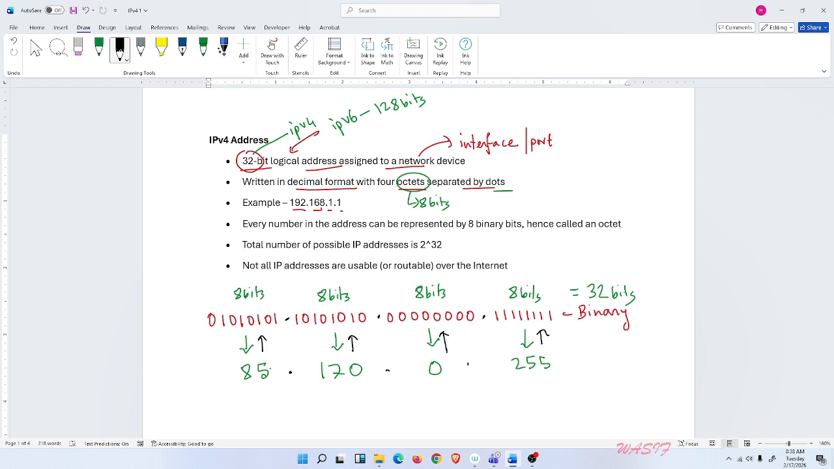So if you look at here, every number can be represented in 8 binary bits. It is already clear. So every number is 8 binary bits, 8 binary bits, 8 binary bits, 8 binary bits, and hence we call it an octet. Now, the total number of possible IP addresses is 2 to the power 32, because you have got 32 bits.